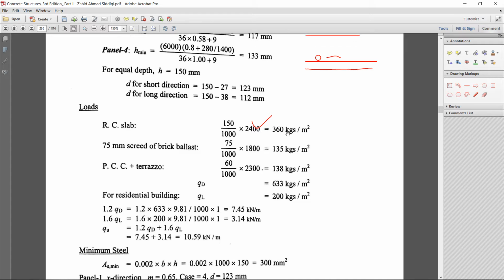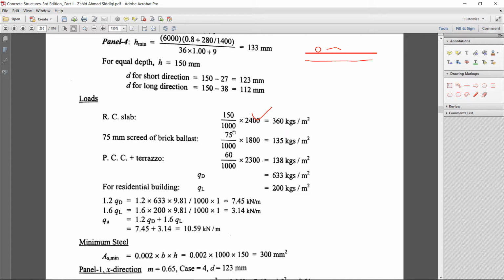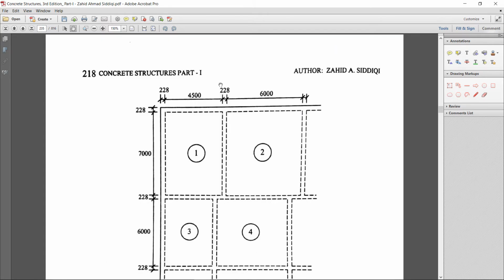So here panel 1 in X direction means panel 1 in Y direction. We have to design this slab panel in both directions due to the two-way slab action.